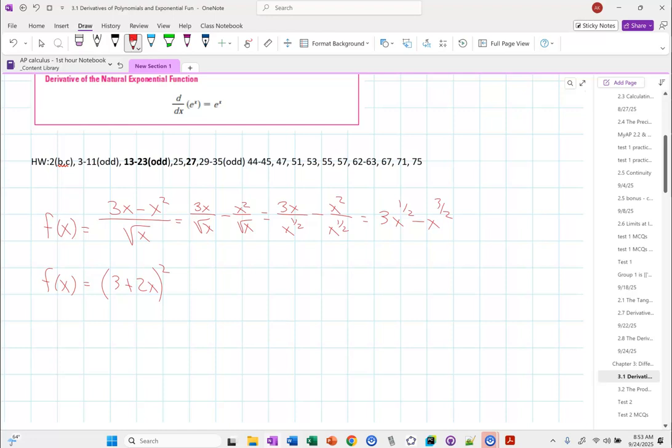Do I have a derivative rule to handle this as it's currently written? No. Can I make that into something I can handle? Yes. What would I do? Just FOIL it out, right? Yeah, 100%. Now it's easy, right?